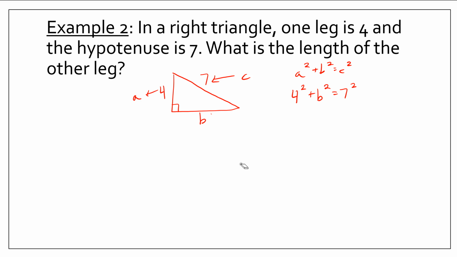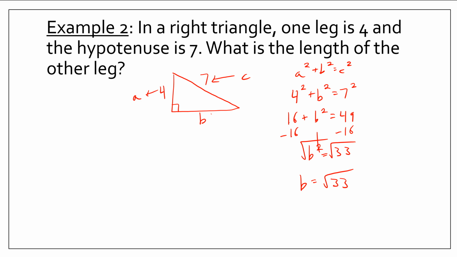Okay, so let's actually solve this one. 4 squared is 16. Let's just simplify some of these things. 7 squared is 49. Now, I'm trying to isolate b here, so before I take the square root, I really need to get rid of the 16. So let's subtract 16, b squared equals 33. And now I'm going to take the square root to cancel the square. Again, technically it should be plus or minus, but negative sides don't make sense.